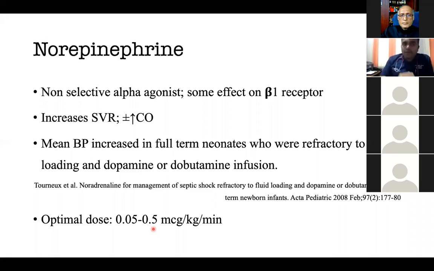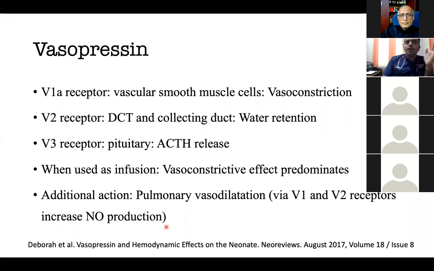So norepinephrine increases systemic vascular resistance, with some action of increasing cardiac output by virtue of its action on beta 1. So mean BP is increased in neonates who are refractory to fluid, and after fluid and dopamine, if the BP is still refractory, you can consider norepinephrine. The optimal dose again is 0.05 to 0.5. You generally don't go beyond 0.5.